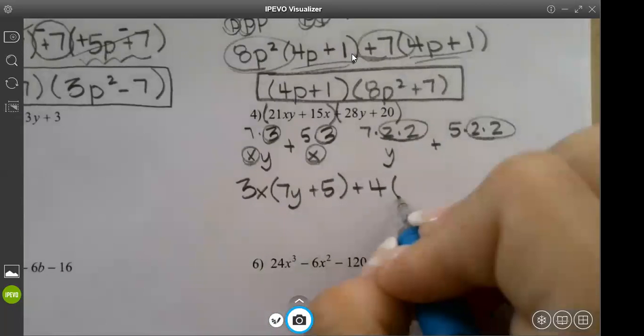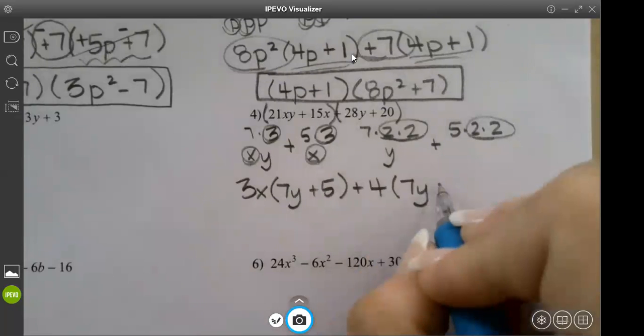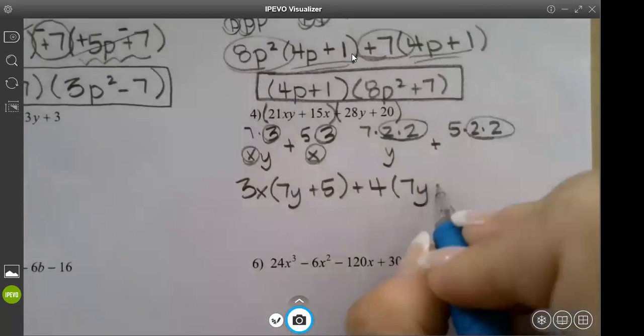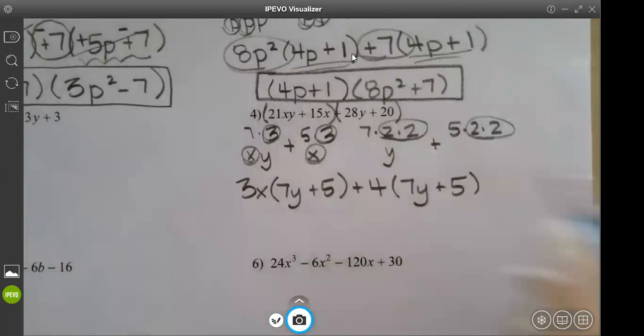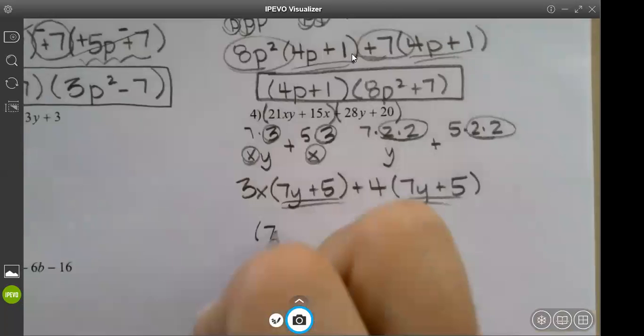And what did I leave? A 7 and a y. What else did I leave? Read it. A 5 and plus 5. Perfect. If your parentheses are the same, you know you did it right. So we're going to write those down.